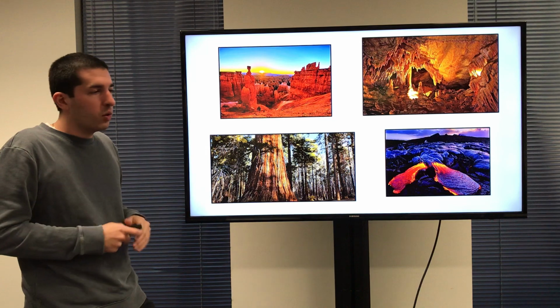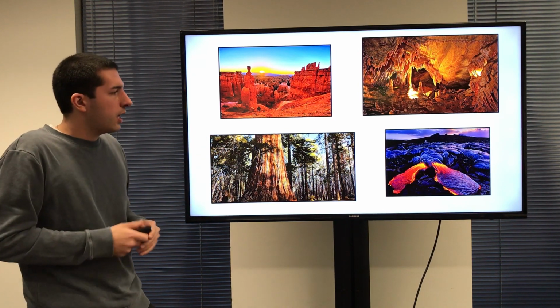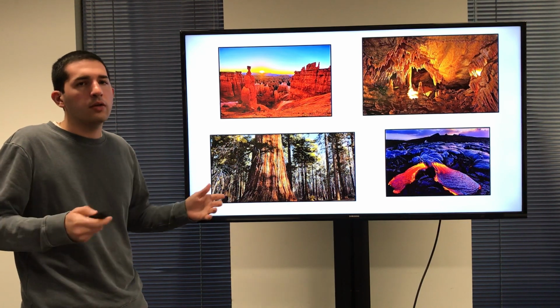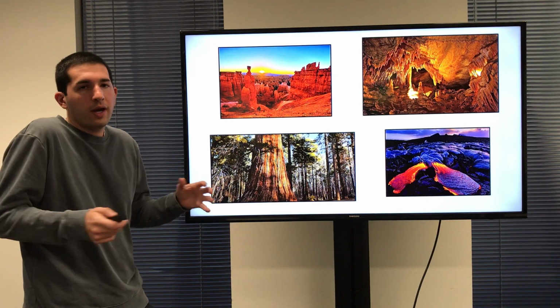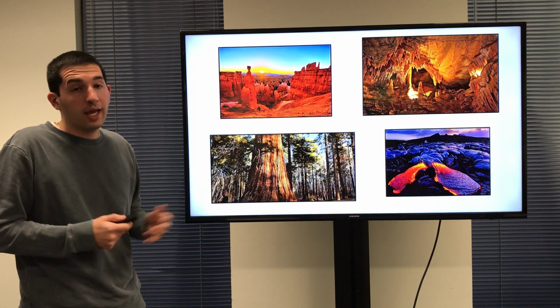The redwood forests and sequoia trees up in our American Northwest, and a lava flow here from the park in Hawaii, on the large island of Hawaii, the main island of Hawaii, where there's still volcanic activity.